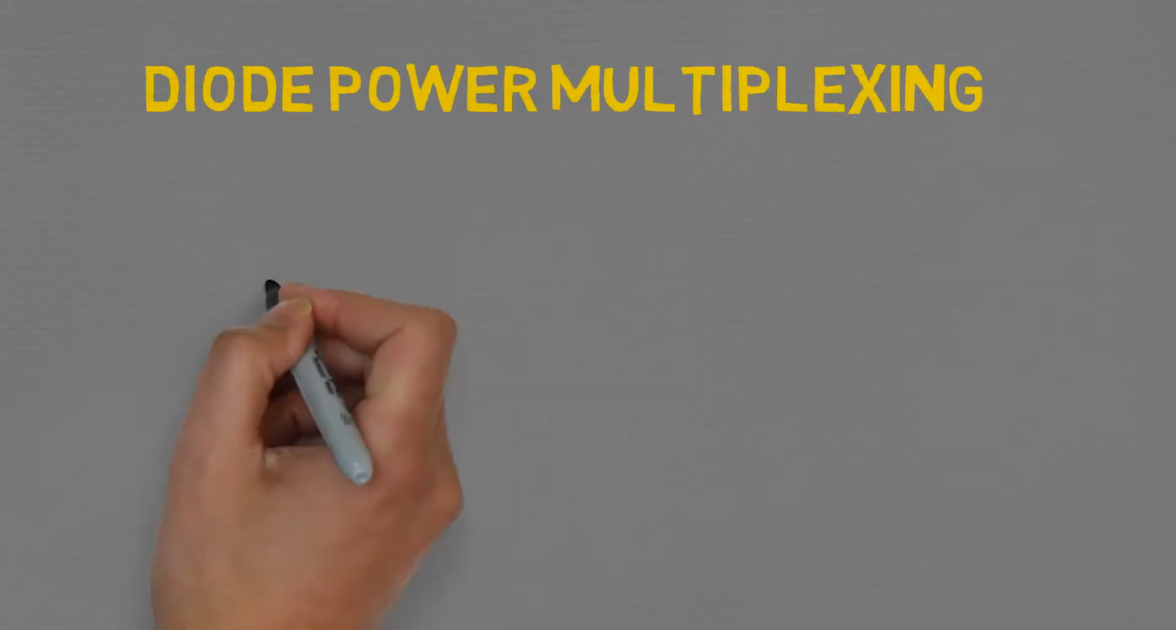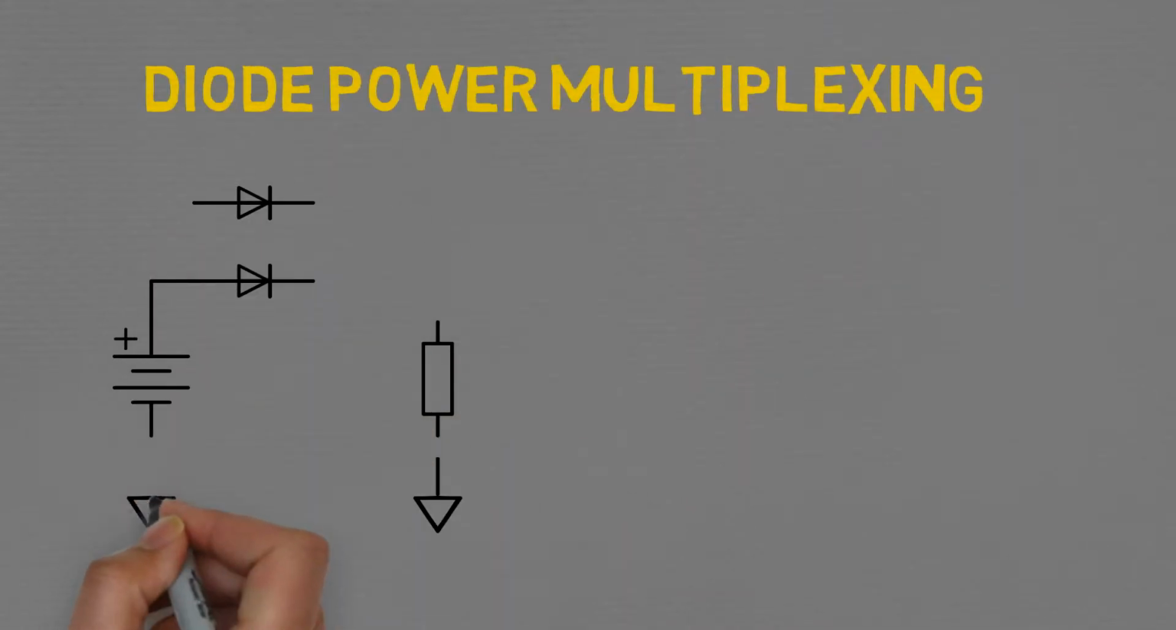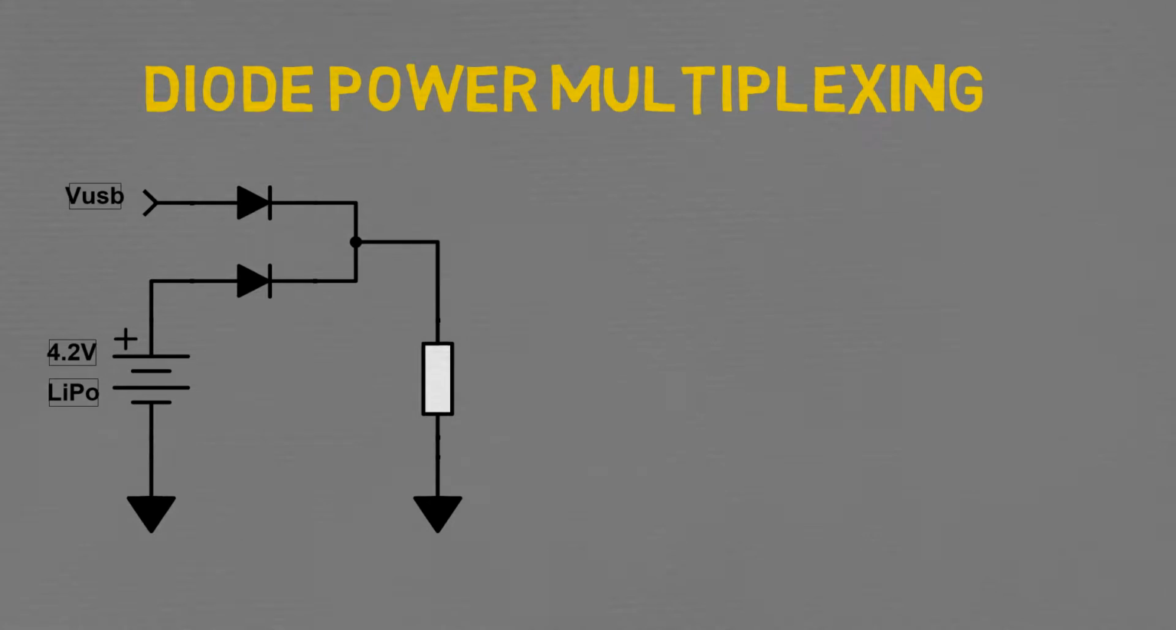Diode power multiplexing is very simple. Taking the example from earlier, we use two diodes with the cathodes connected together to the positive end of the load. The anodes are connected to the power supplies.